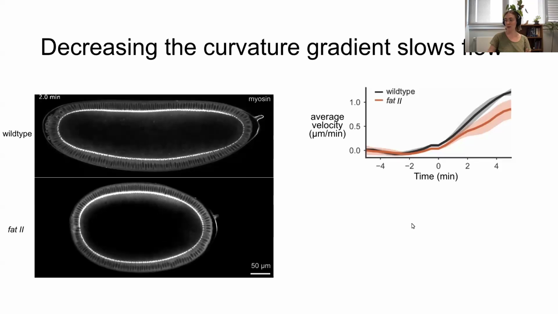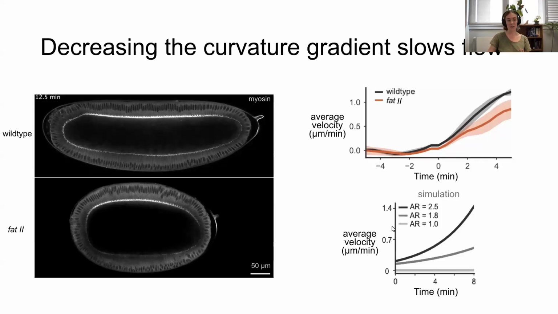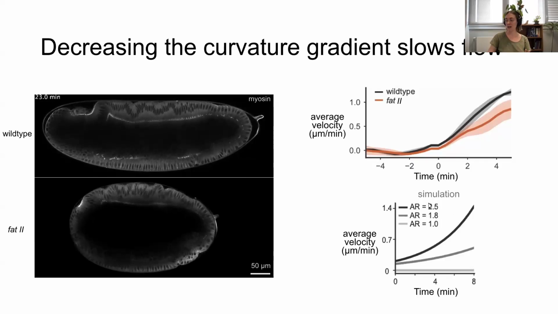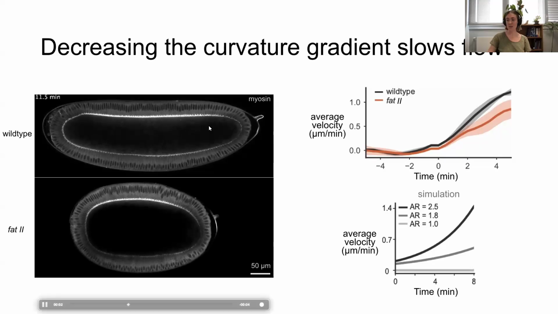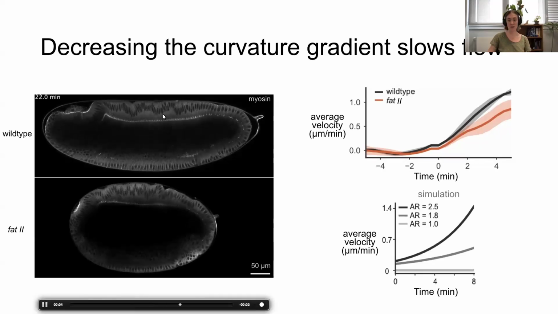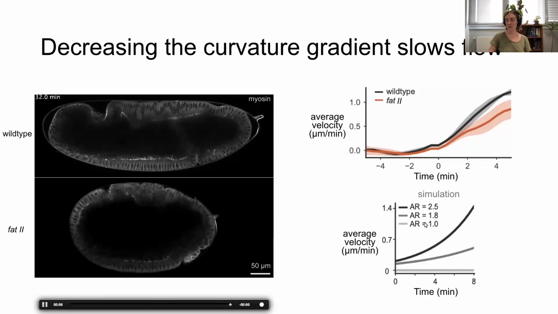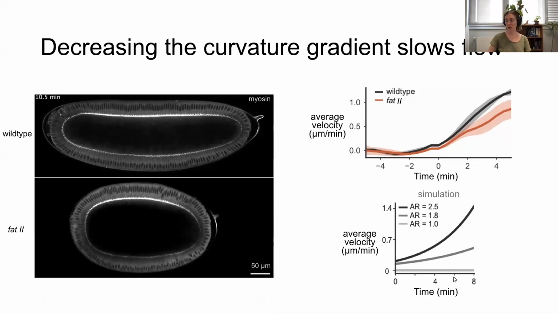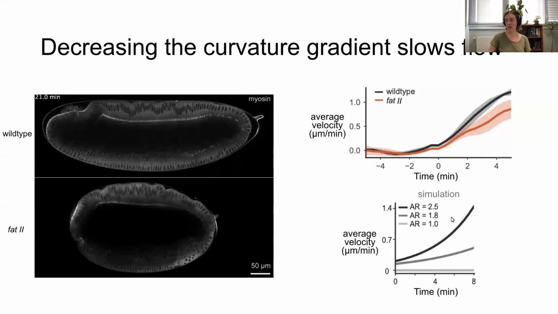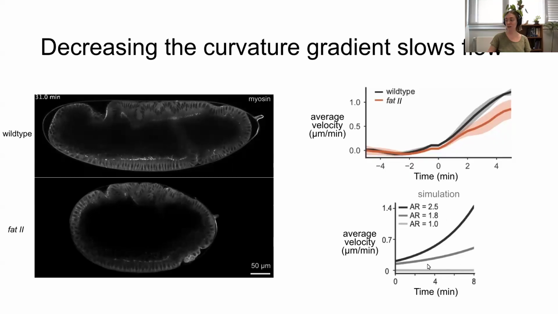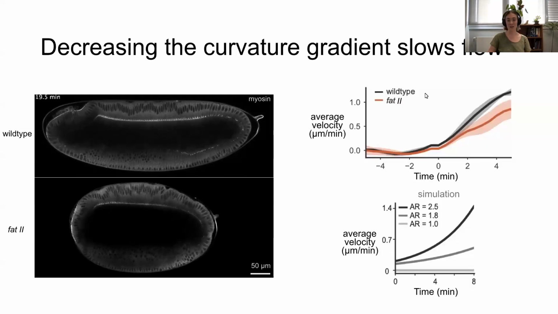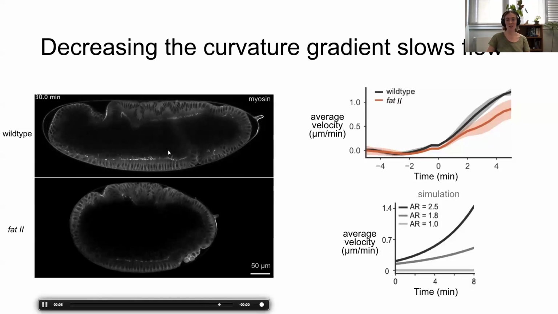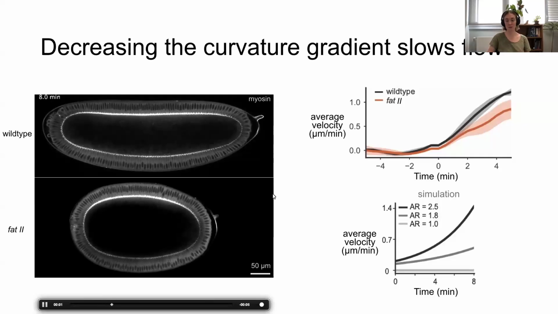And now we can do simulations where we take embryos of varying aspect ratio, where this 2.5 aspect ratio matches pretty well with the wild-type value. The aspect ratio of 1 would be a perfectly round embryo that has no polarized flow. And for some intermediate value, you see this decreased onset of polarized flow, as we see in our experiments. So this matches nicely with what we would predict from our model.